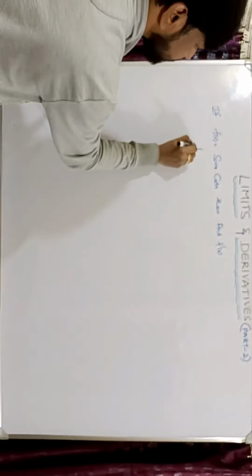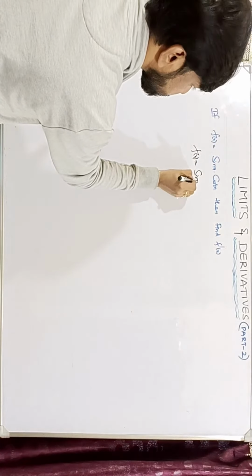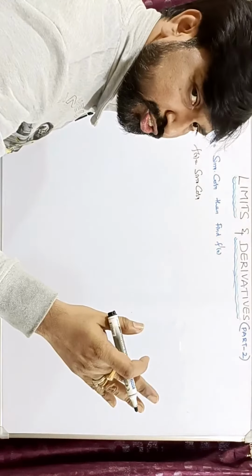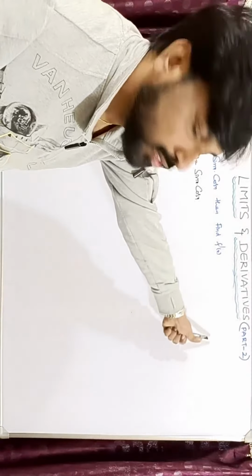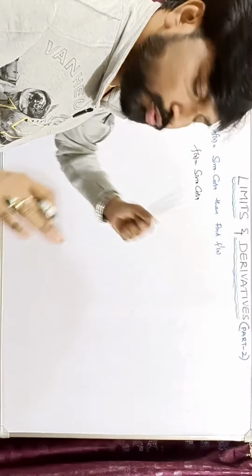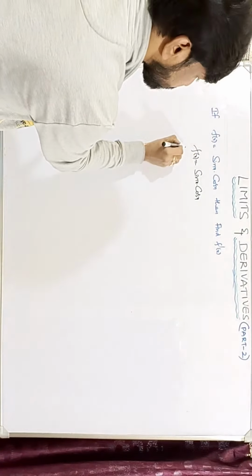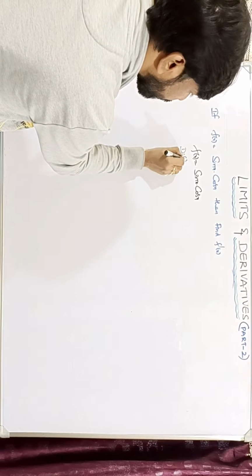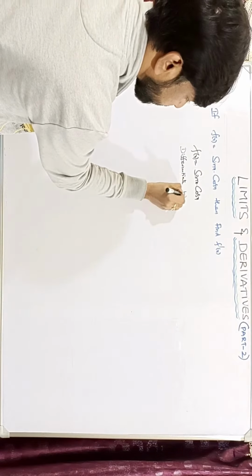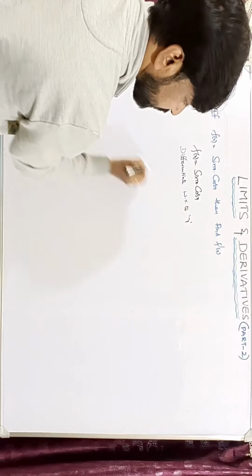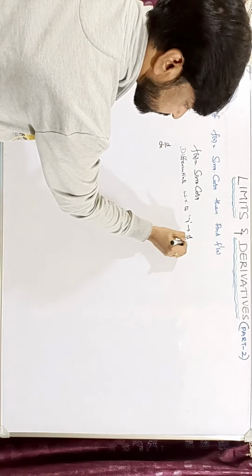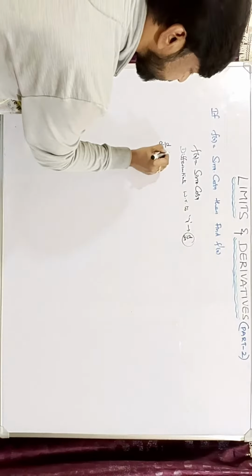Let us take the question f of x equal to sin x into cos x. This is not by using first principle. This is direct differentiation. If it is first principle, they will mention very clearly in the question, do by using first principle. Unless that is mentioned, you are going to do your regular method. So you are going to differentiate with respect to x. Differentiation means applying d by dx on both sides.